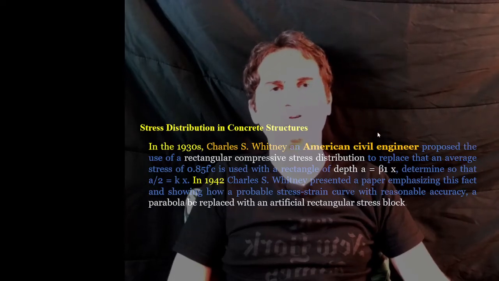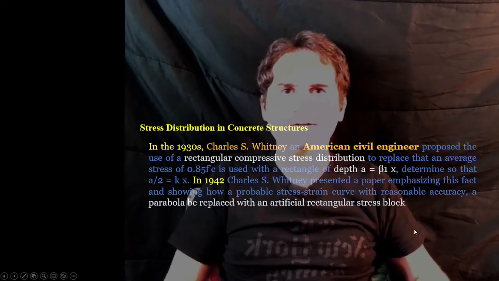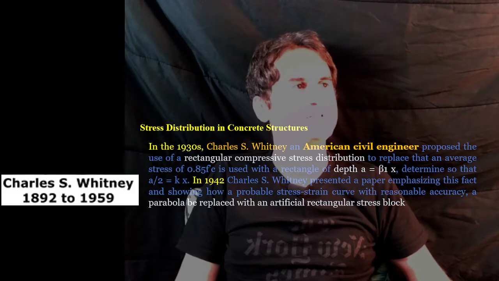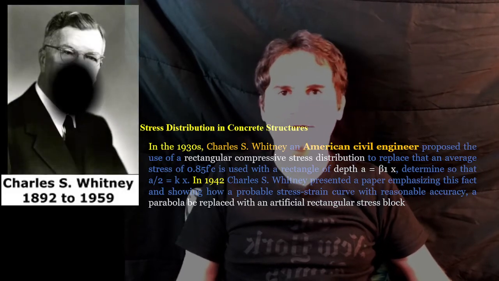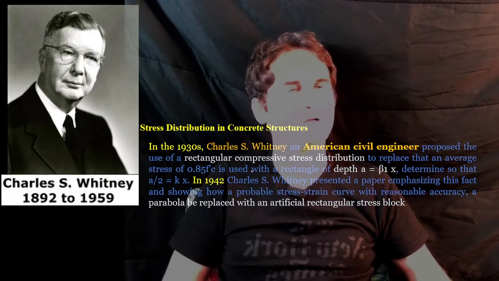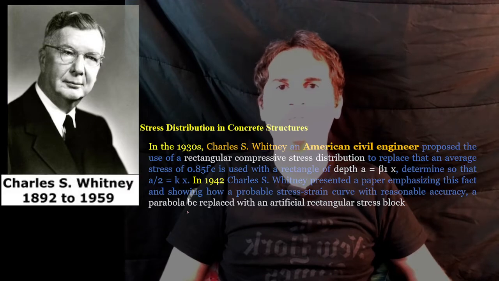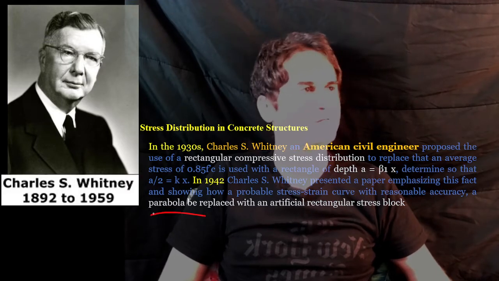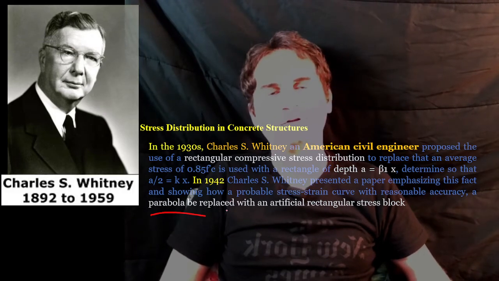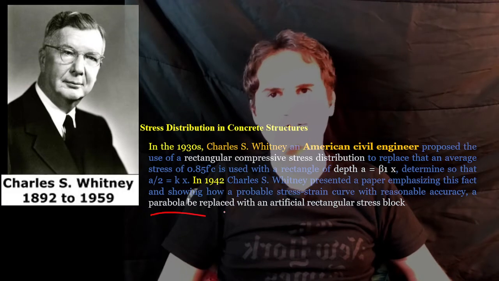Stress distribution in concrete structure. In 1930, an American civil engineer, Charles Whitney, developed an interesting approach to calculate the stress distribution in the compressive part of a concrete block. He just replaced the tough parabolic distribution of stress in the concrete part with a far simpler approach of a rectangular stress distribution.